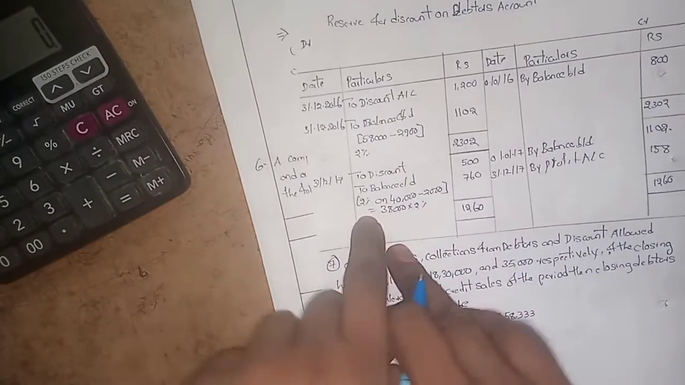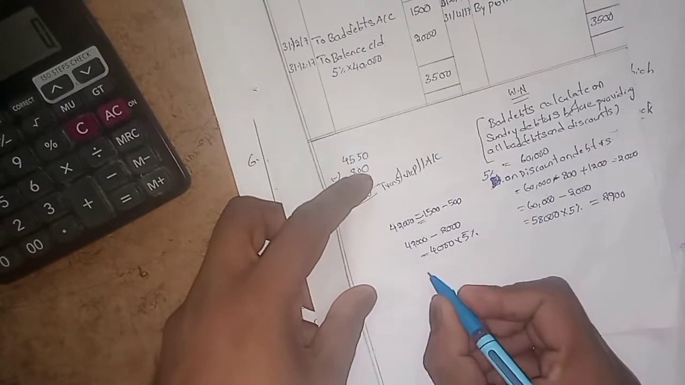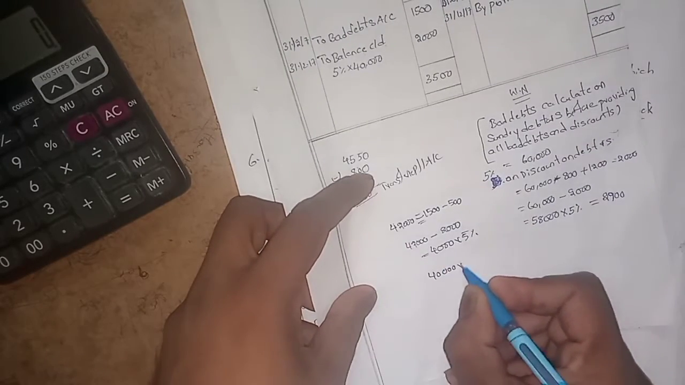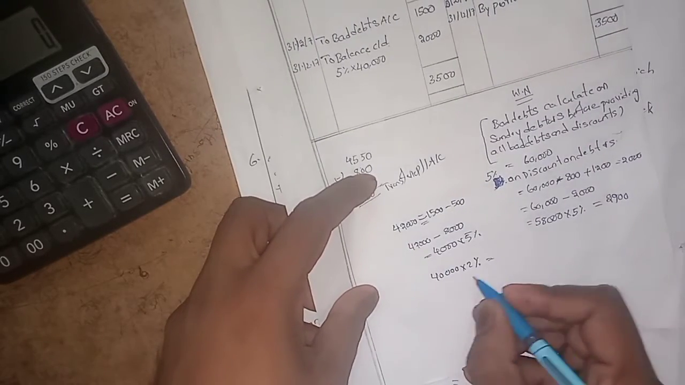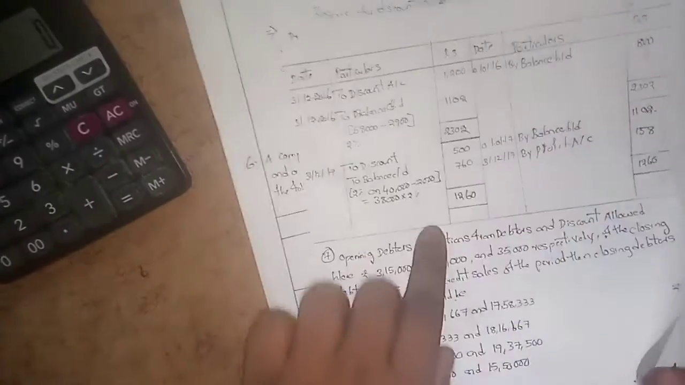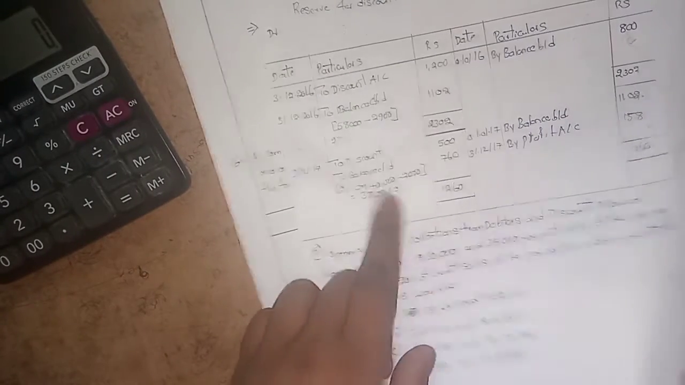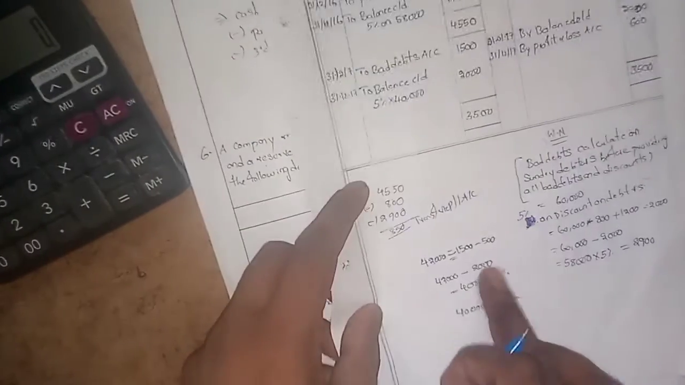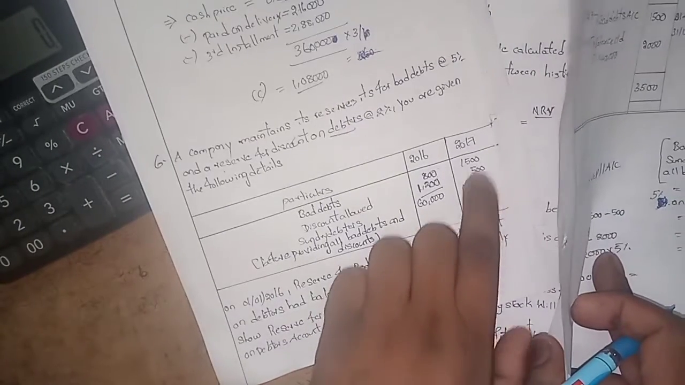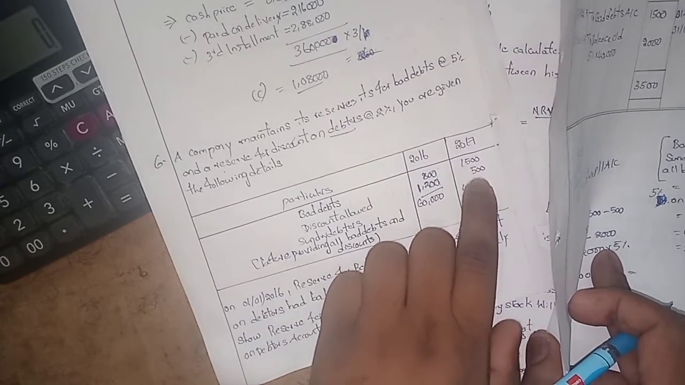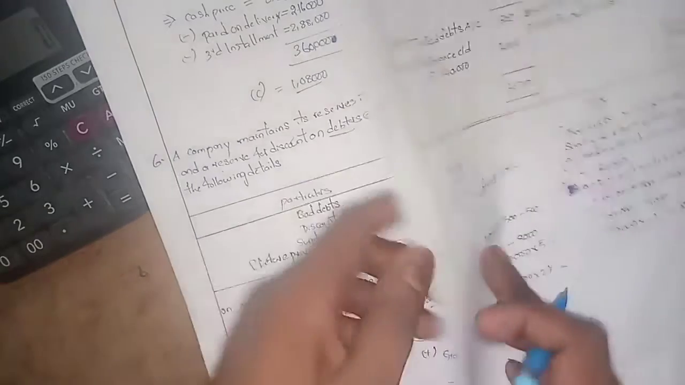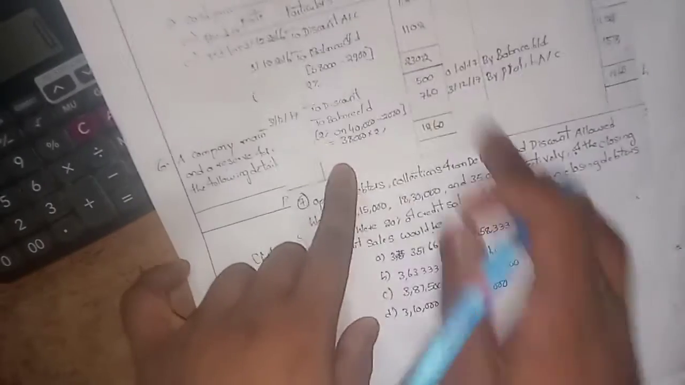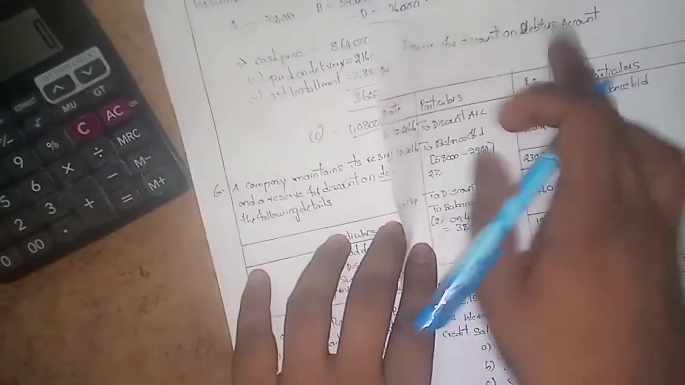So what is this time? 2017 year outstanding balance is 40,000. So 40,000 at 2%, that is equal to. So here it is 40,000 minus 2,000. 2,000 is in the books. So 2,000 is the previous discount. Here it is 2017 bad debts plus discount allowed. So bad debts and discount we remove.